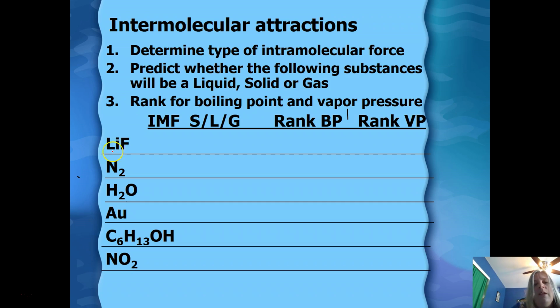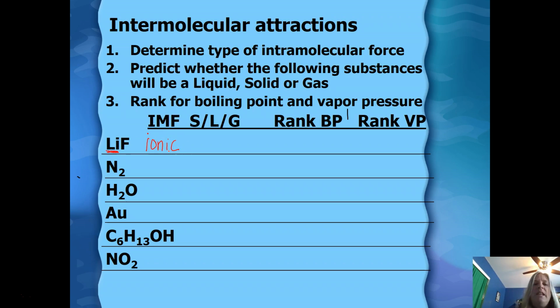The first one is lithium fluoride, LiF. This is the procedure I want you to follow every time. The first thing I want you to do when you look at a substance, look at the first element, if it's a compound, and go to your periodic table and determine if that is a metal. If I go to the periodic table, you'll see lithium is in that first column with the alkali metals. That makes it a metal. Fluorine is a nonmetal. So a metal bound to a nonmetal is ionic. So this is an ionic compound.